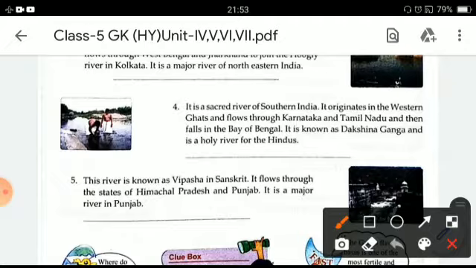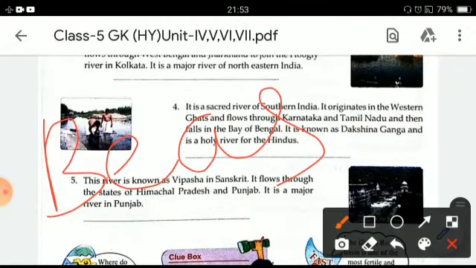This river is known as Vipasha in Sanskrit. It flows through the states of Himachal Pradesh and Punjab. It's a major river in Punjab and the river is Beas.